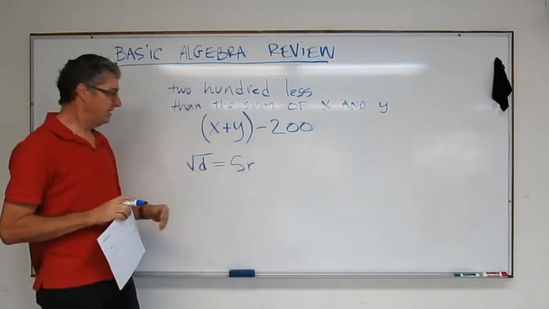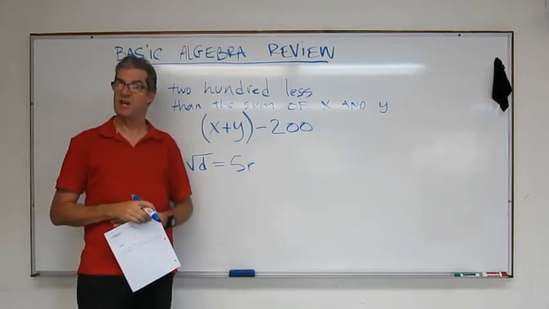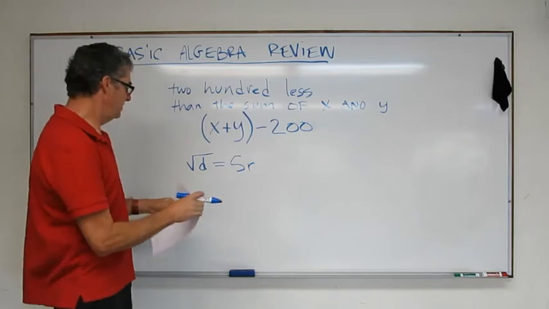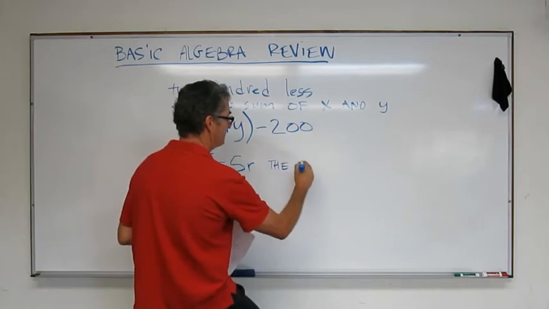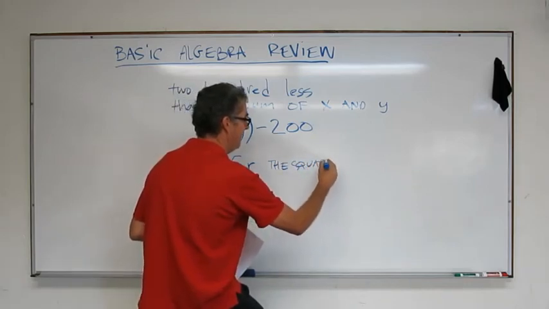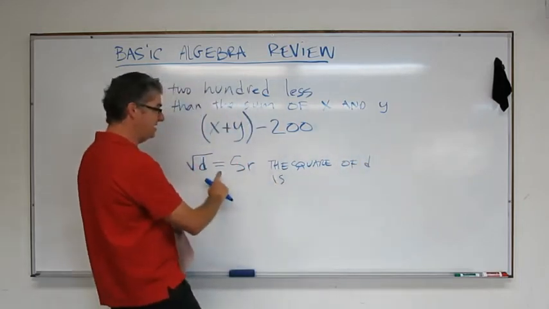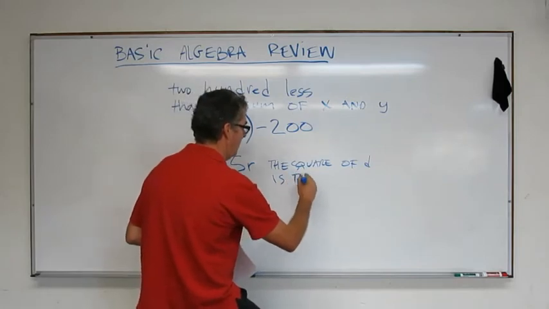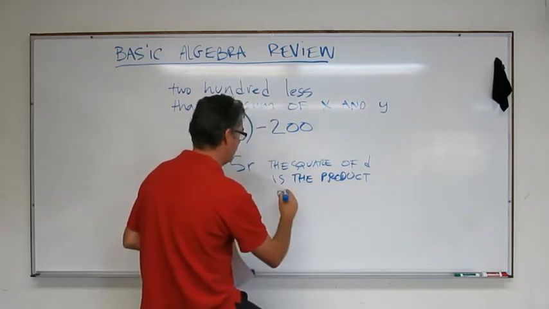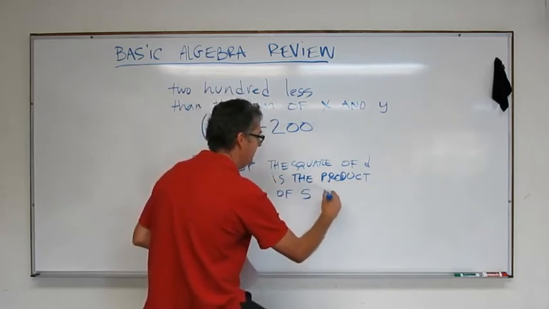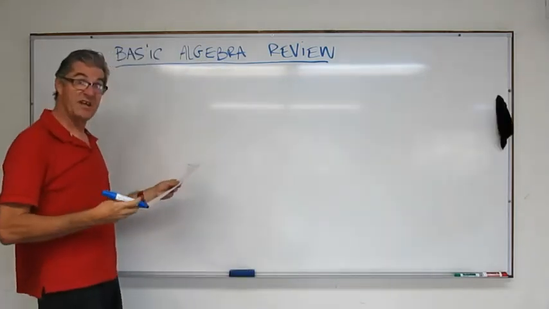So in math, we would say square root of d equals 5r. How about in words? Pause the video, give that a shot. Okay, let's see how you did. So this guy is the square root of d is, remember, is equals the product of 5 and r. Okay? Let's try another one.